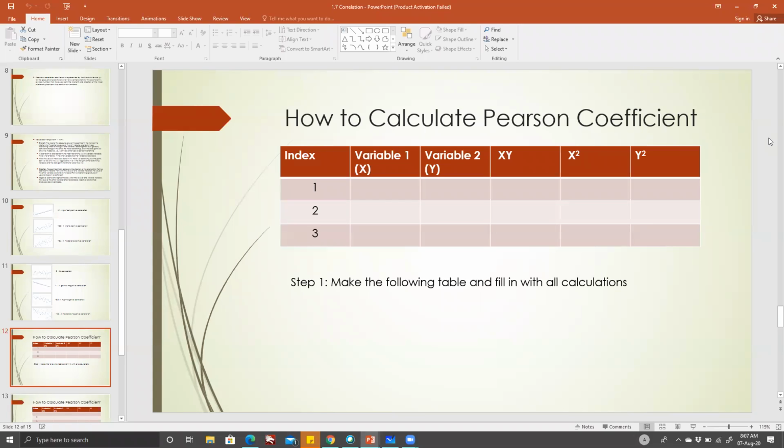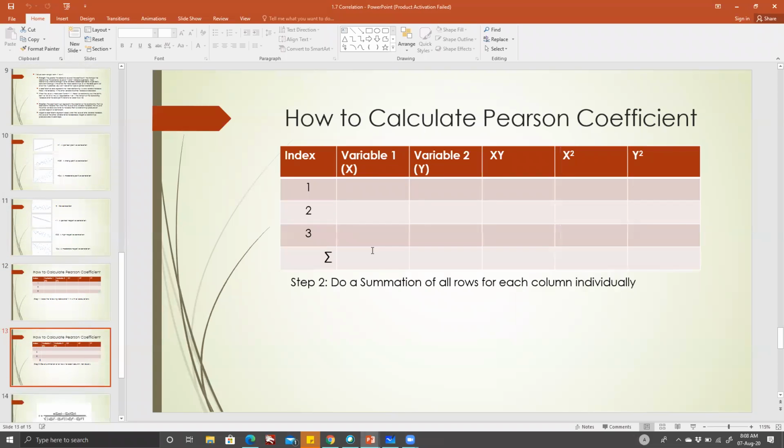Rows basically, and variable x and variable y, and then you calculate xy, then you also calculate x square and y square. Okay. So did you make the table? Yes. Okay. And then you will have to do a summation. So at the very last, when you have all the data, you will do summation for all the columns. Apart from the index one, you will do summation for all of them. Make sense?